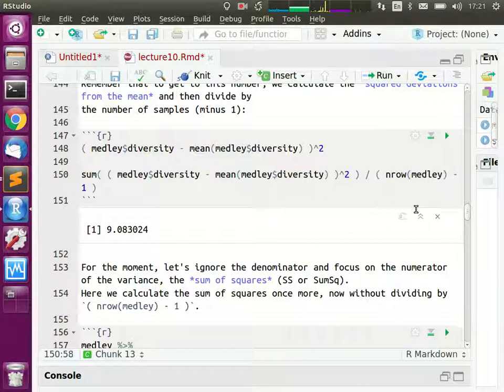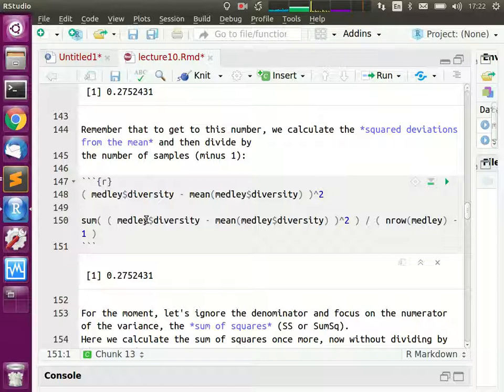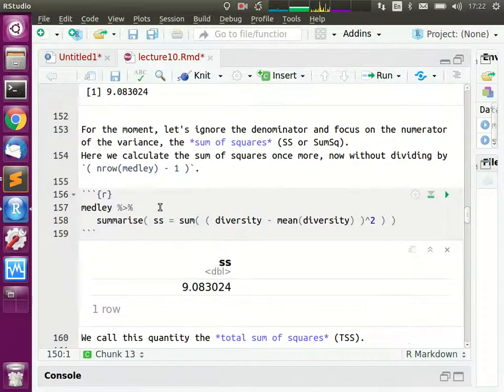But for reasons that I won't go into again now, we don't divide by the exact number, but by the number minus 1. And then we get 0.27, which is what we got here as variance. So this is how we calculate a variance. What I want to focus on now is the numerator, this sum of squares. We simply call it SSQ, for sum of squares. And the sum of squares is useful, because I can calculate the sum of these.